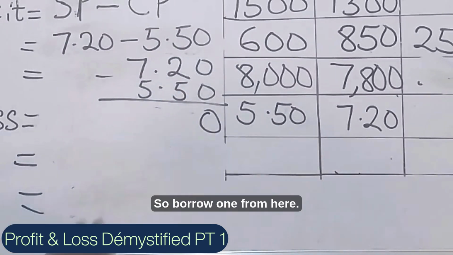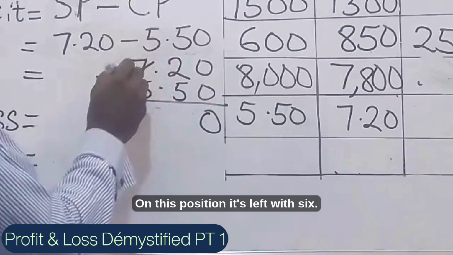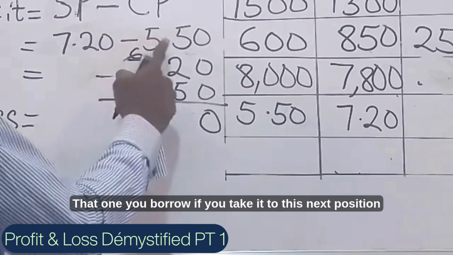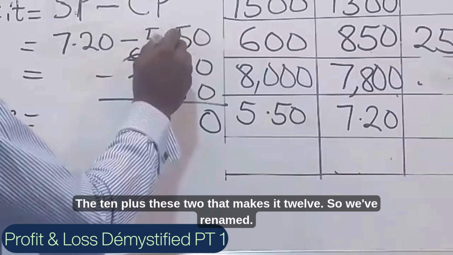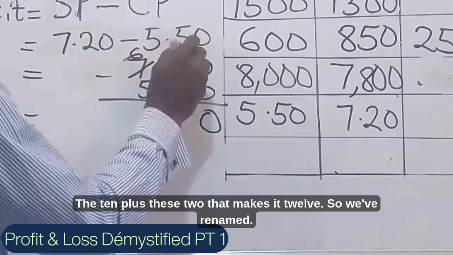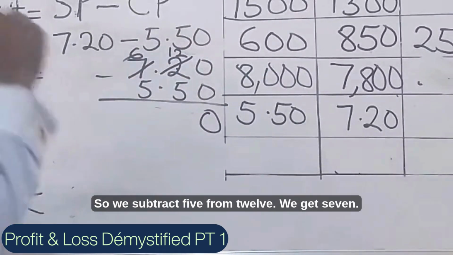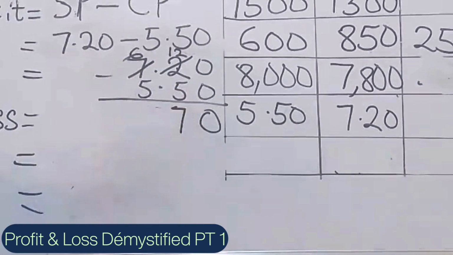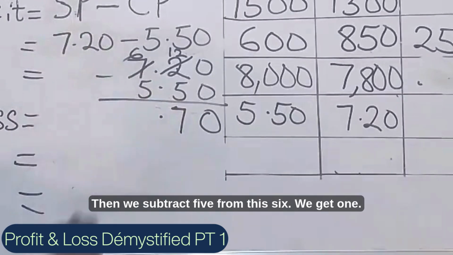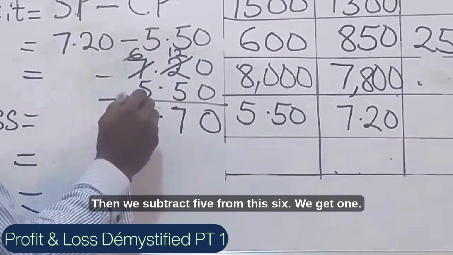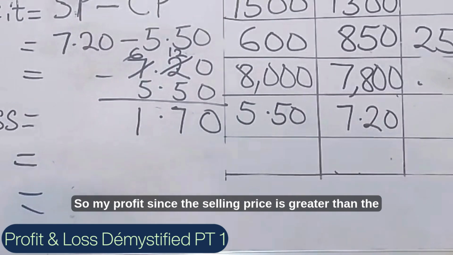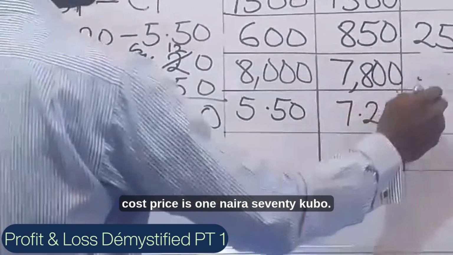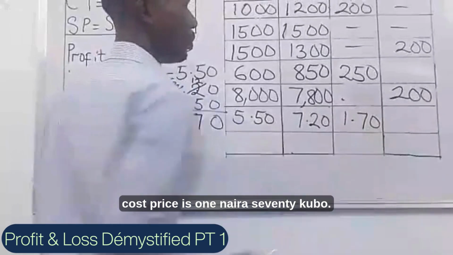We rename. So borrow 1 from here. On this position, it's left with 6. That one you borrow, if you take it to this next position, becomes 10. The 10 plus this 2, that makes it 12. So we've renamed. So we subtract 5 from 12, we get 7. Then we subtract 5 from this 6, we get 1. So my profit, since the selling price is greater than the cost price, is 1 naira 70 kobo.